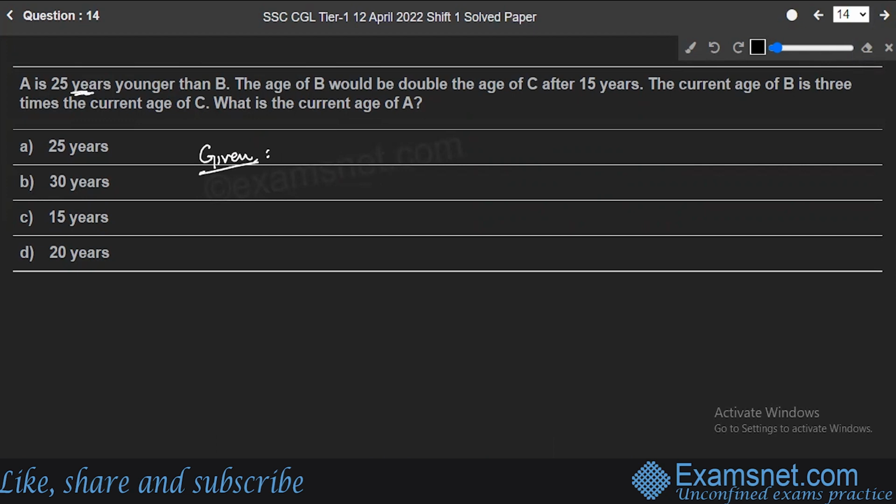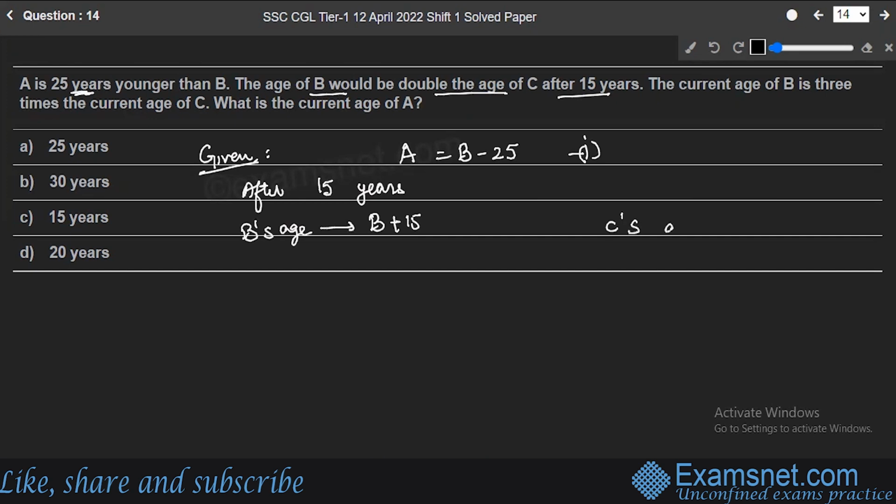That means if I'm assuming the age of A as A and age of B as B, age of C as C. So it says A is equal to B minus 25. Let's give it number one. Also, you are given age of B would be double of age of C after 15 years. So after 15 years, what will be the age of B? It will be B plus 15. And what will be C's age? It will be obviously current age of C plus 15.